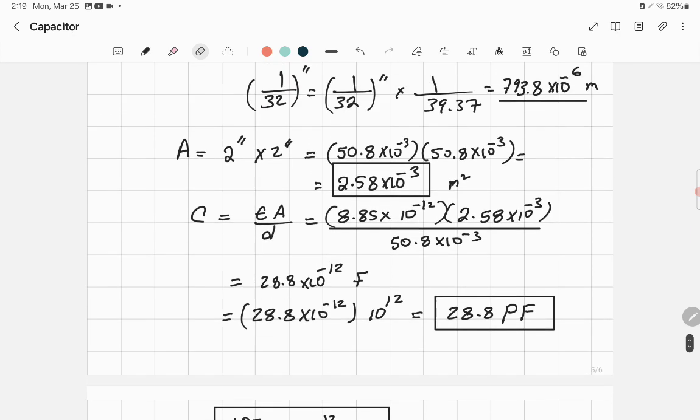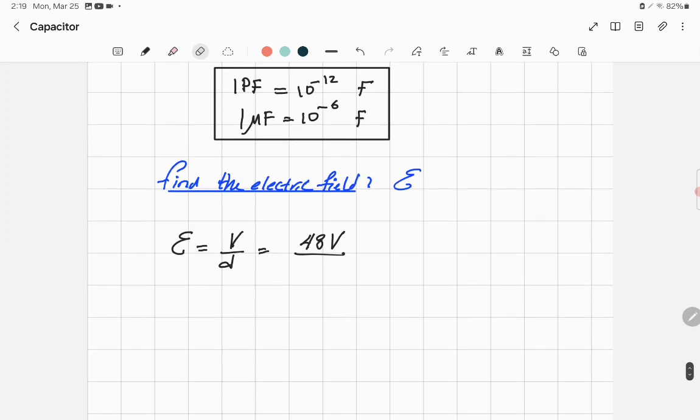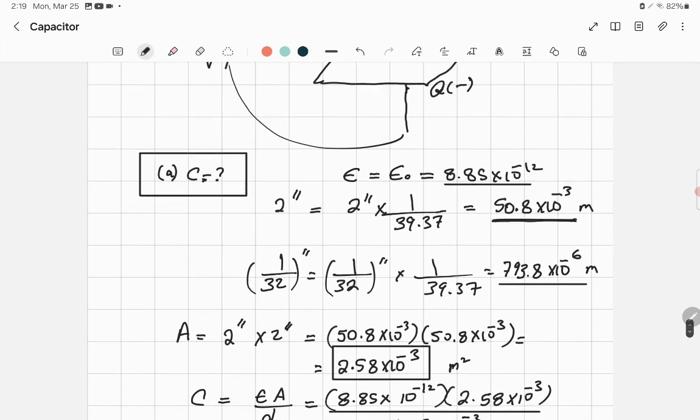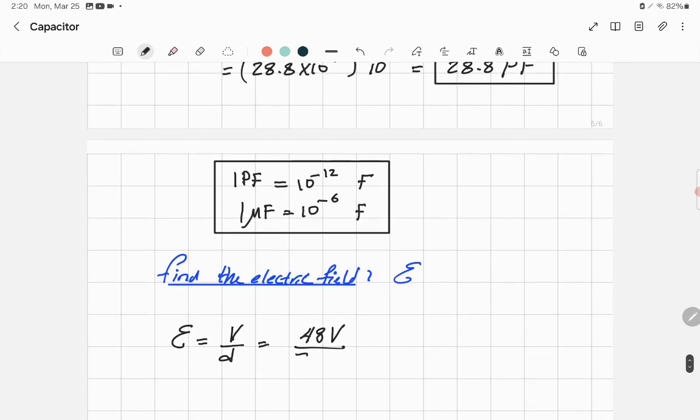And what is the D? Yes, here is the D. 1/32, that's 793.8 times 10 negative 6 is the D. So I'm going to substitute the value of the distance. If this is meter, 10 negative 6, 79, I can round it to 794 times 10 negative 6 meter. And doing that, I'll find that's equal to 60.5 times 10 power 3 and the unit is voltage per meter, because I'm dividing voltage by meter.